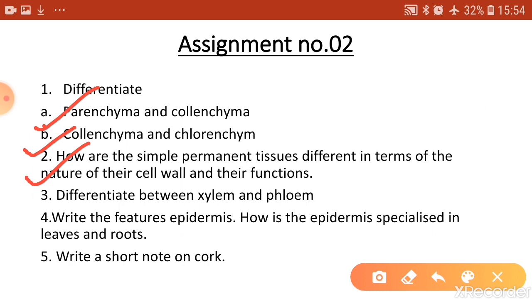The third question is to differentiate between xylem and phloem. Fourth, write the features of epidermis and how the epidermis is specialized in leaves and roots to perform special functions. And finally, write a short note on cork, which is also called bark.